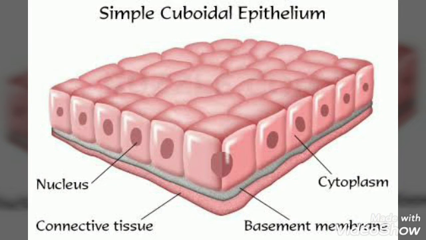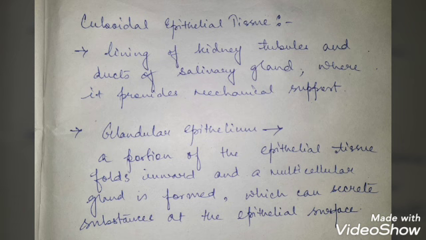Next we come to simple cuboidal epithelium. The name is because of the cube-like cells, and this is the last epithelial tissue in your chapter. It is also very important, with various functions, and it is found in different places like the lining of kidney tubules and the ducts of salivary glands, where it provides mechanical support. So its function is mechanical support.